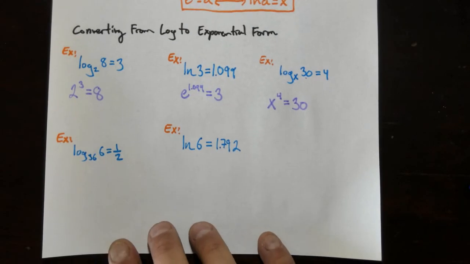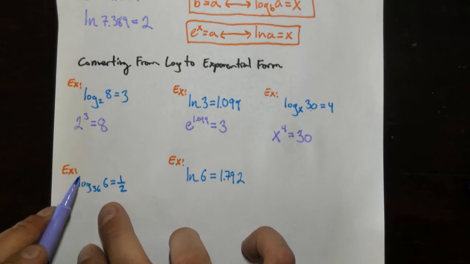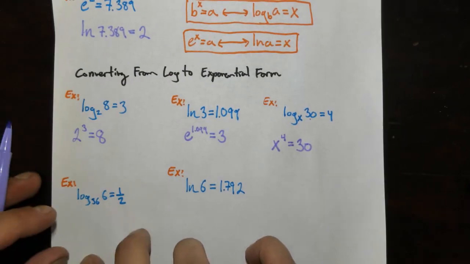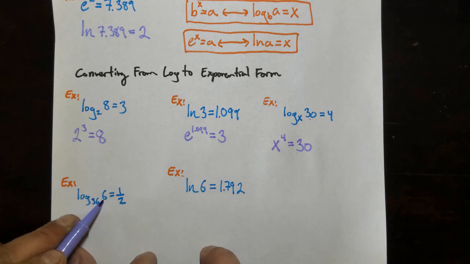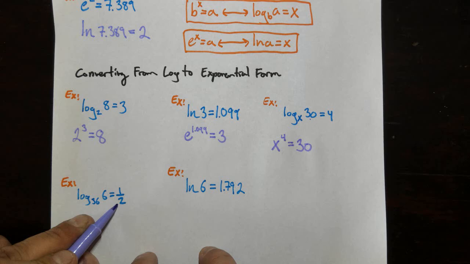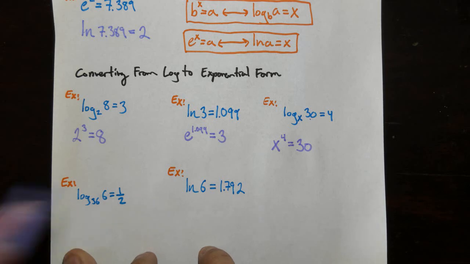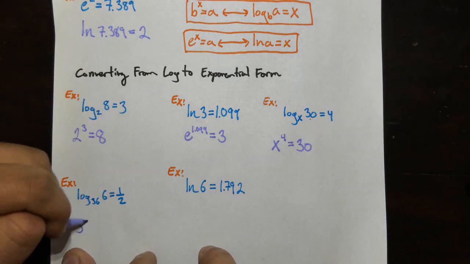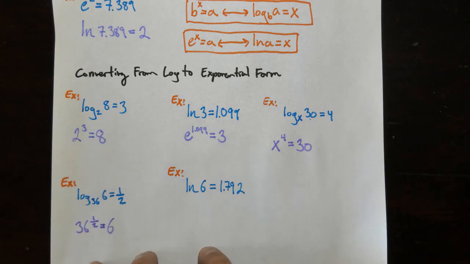And then finally these last two. This is a log, so I'm going to be using the top one here. I can fit them both in the same video. Log base 36 of 6 is equal to 1/2. So in this case, our b is 36, our a is 6, and our x is 1/2. So I'm going to put it into this form up here: 36 to the 1/2 power is equal to 6.